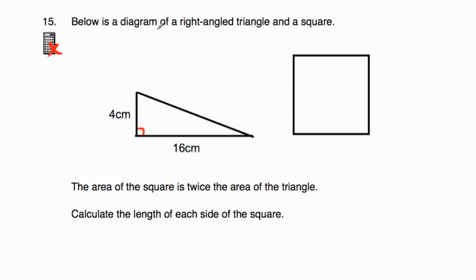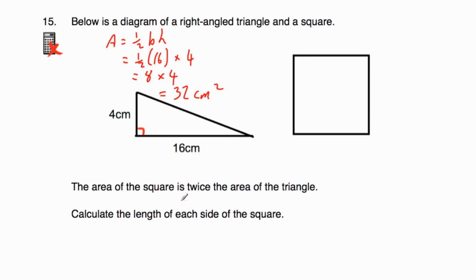Okay, question number 15. It says the diagram below shows a right angle triangle and a square, and the area of the square is twice the area of the triangle. Calculate the length of each side of the square. So here we've got a triangle and we're told that the area of the square is twice the area of the triangle. So let's find the area of the triangle. So the area is equal to half the base times the height. That's a non-calculator question, so I'm going to half the base, so half of 16, and then I'm going to get that answer and times it by 4. A half of 16 is 8, so we've got 8 times 4, and 8 times 4 is equal to 32 centimetres squared. So the area of the triangle is 32 centimetres squared.